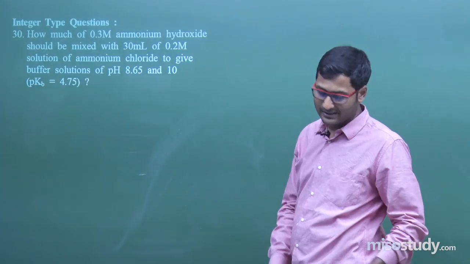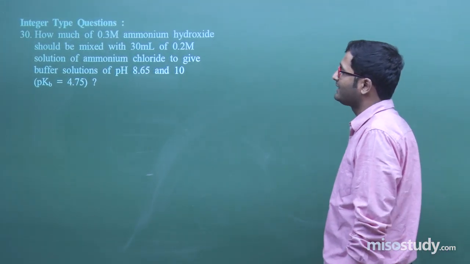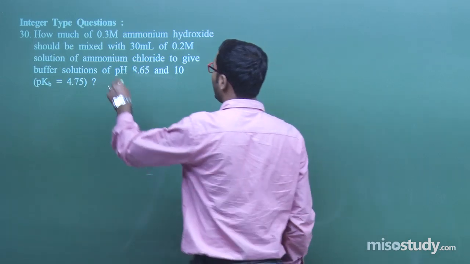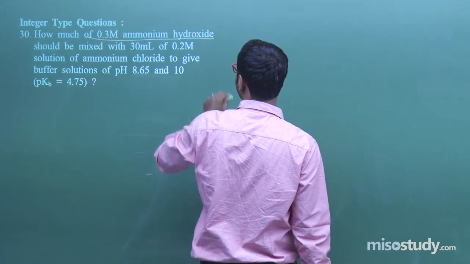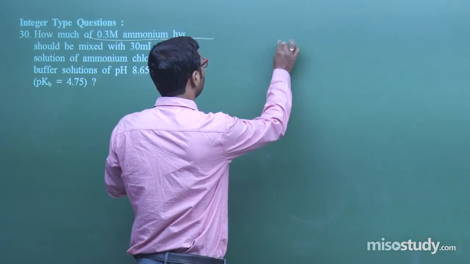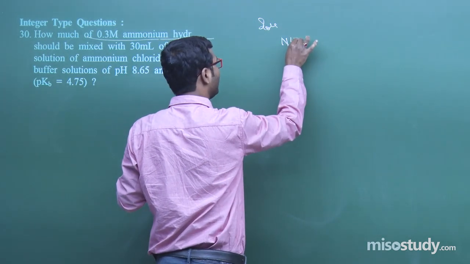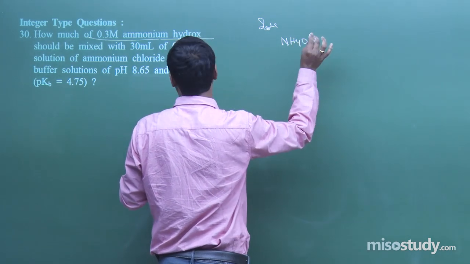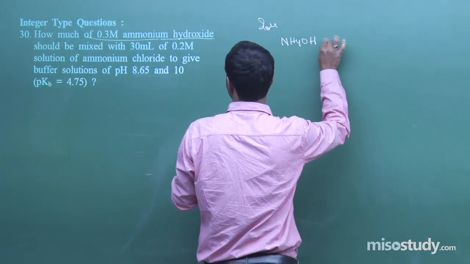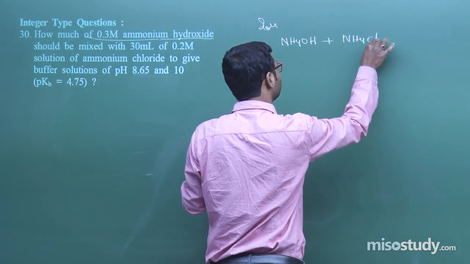Next question. This is an integer type question. Again, I'm repeating, this is an integer type question. Given here: how much 0.3 molar ammonium hydroxide, NH4OH, should be mixed with 30 ml of ammonium chloride, NH4Cl?